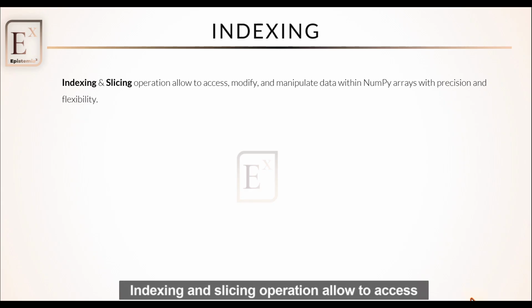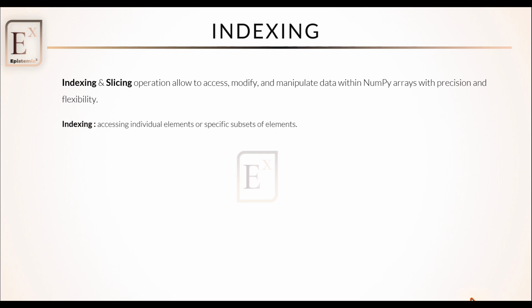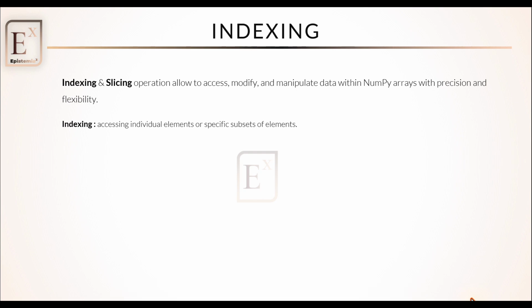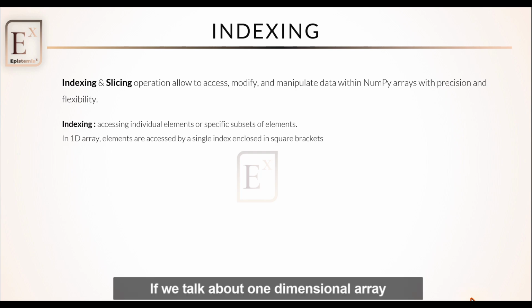Indexing and slicing operations allow us to access, modify, and manipulate data within NumPy arrays with precision and flexibility. So what is indexing? Indexing means accessing individual elements or a specific subset of elements from an array using their position. If we talk about a one-dimensional array, elements are accessed by a single index enclosed in square brackets, like this.